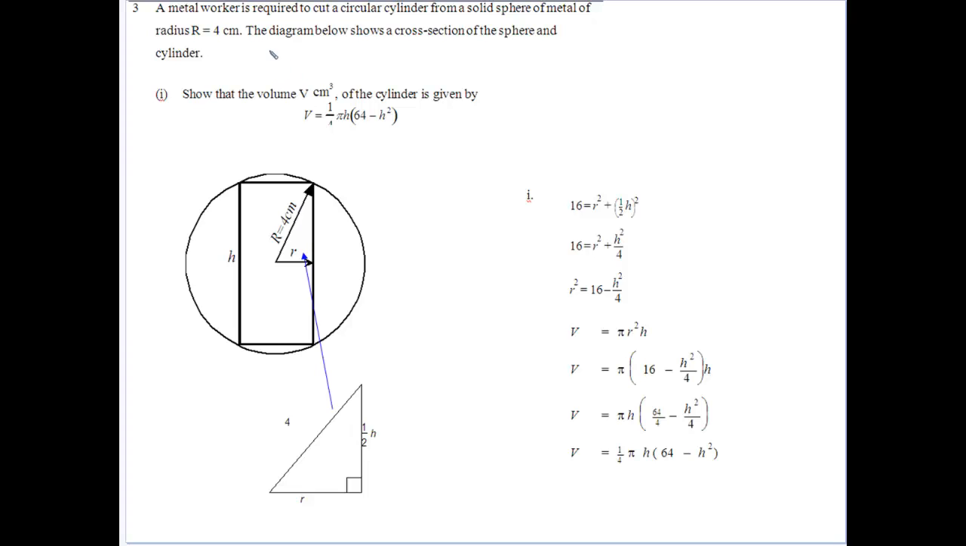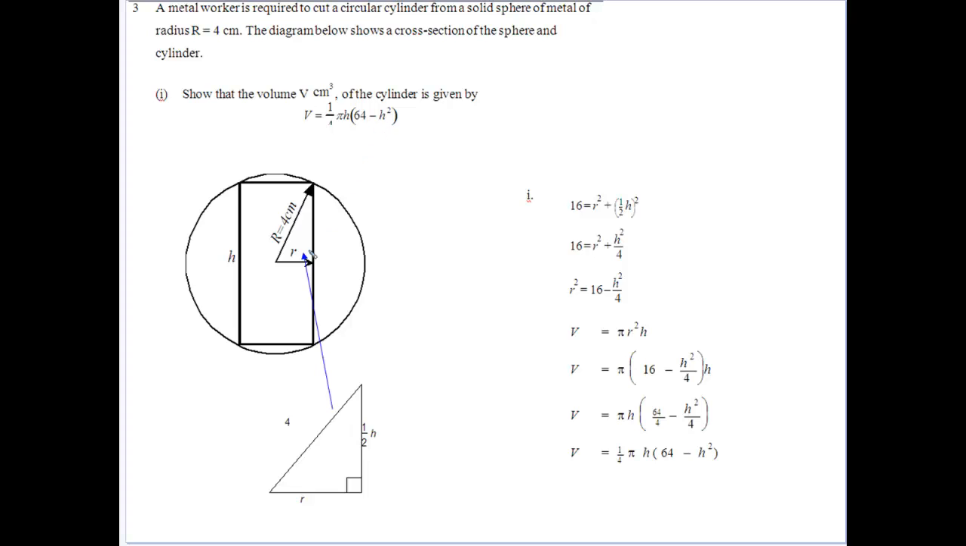Our problem this time has a sphere of metal in which a circular cylinder is cut out, and the sphere's got a radius of 4, so there's our cross section that's given to us. Our radius is 4 there, so when we look at our cylinder that's been in there, we've got a radius of the cylinder and the height of the cylinder there. We want to find the volume of the cylinder here in terms of h.